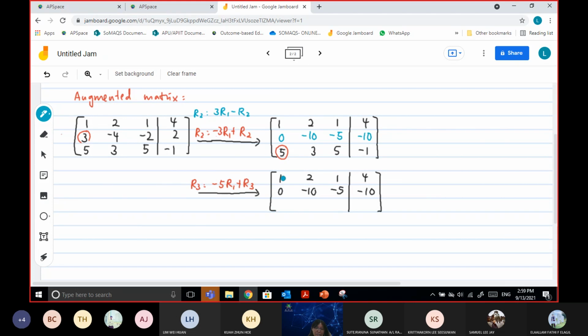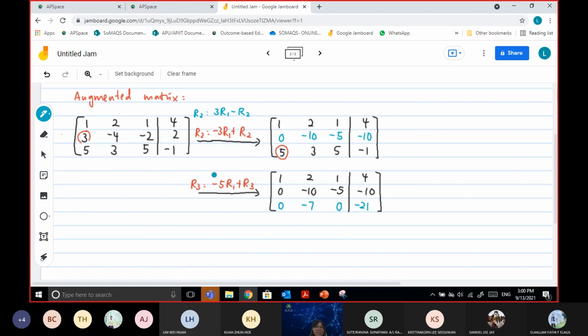Negative 5 times R1 for the first column, so plus 5 is a 0. Then second column, negative 5 times 2 is negative 10, plus 3, which is negative 7. Third column, negative 5 times 1 is negative 5, plus 5, which is a 0. Then for the 4, 4 times negative 5 is negative 20, plus negative 1, which is negative 21. I think this is what you mentioned just now, from Samuel.